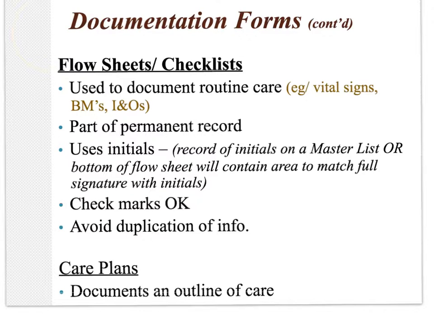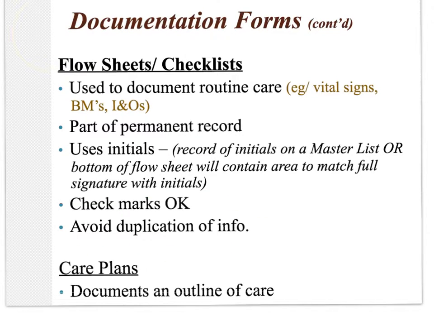They're really quick because you're either writing a check mark or just a quick little notation at the bottom, so you know who put the notation in. You use just your initials because they're just small little boxes. But when you use initials, there has to be either a master record of whose initials they are, your full name and your status, or at the bottom of the flow sheet, some facilities will have a box so you can match up the initials with the full name and title of the person.